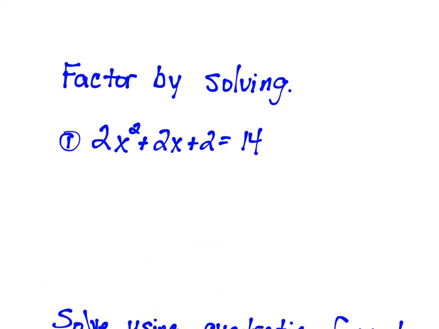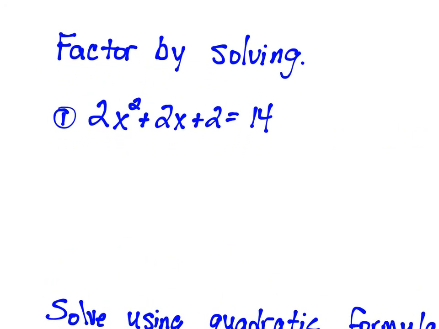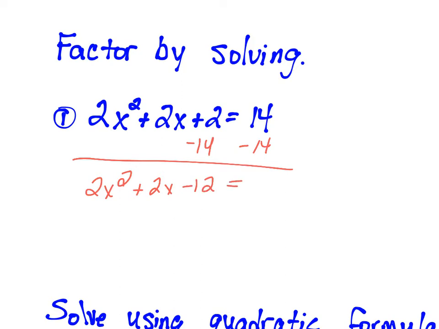On the same side. I like the left, so we'll go with the left. So what do I have to do first? Subtract the 14. Good. So I'm going to subtract the 14 from both sides. So I have 2x squared plus 2x minus 12 equals 0. Everybody got that? Now, if I'm telling you to factor by solving, that means this will factor.